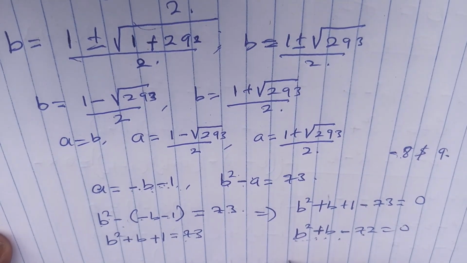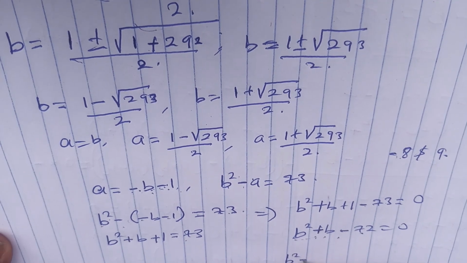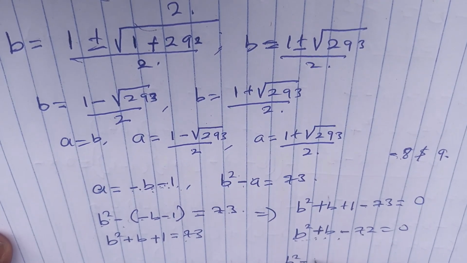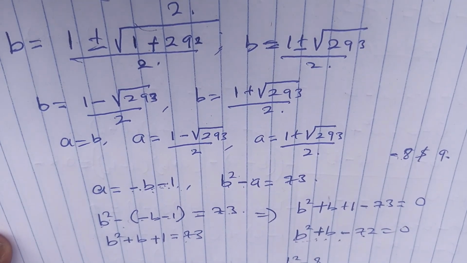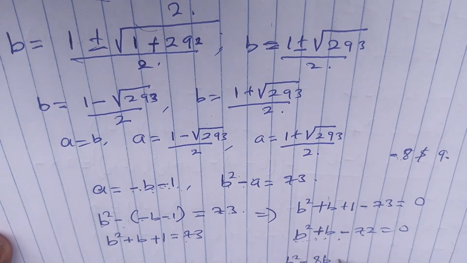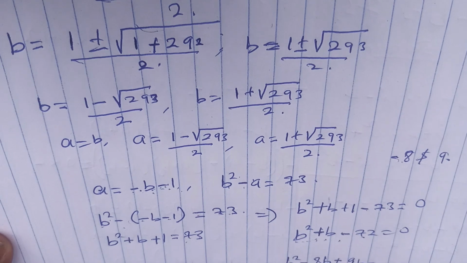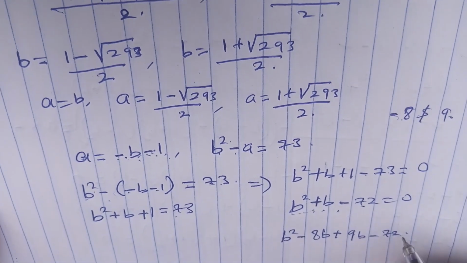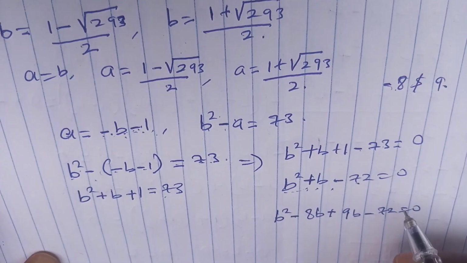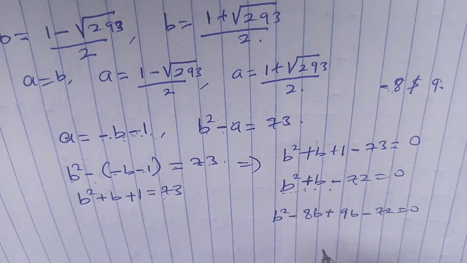Therefore, if we solve this further, we can have b squared minus 8b plus 9b minus 72 equals 0. So this is what we are now having. Let's put a bracket here.